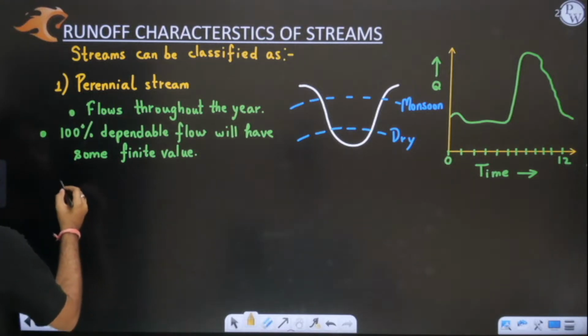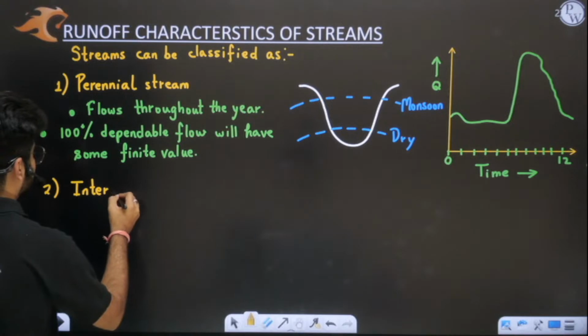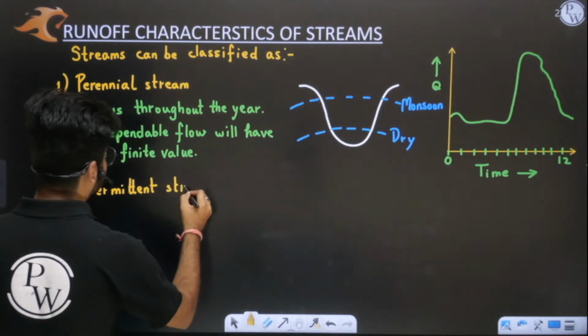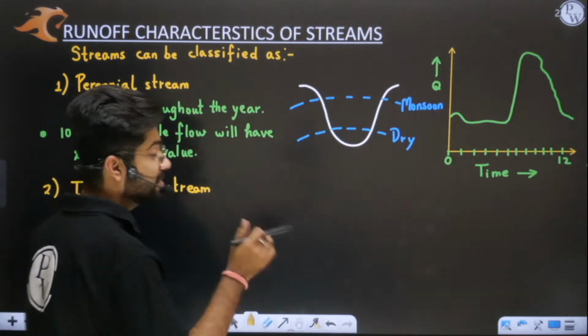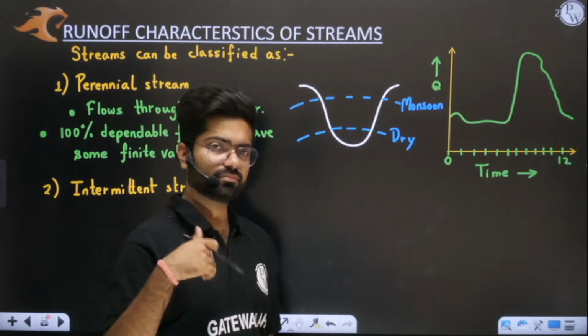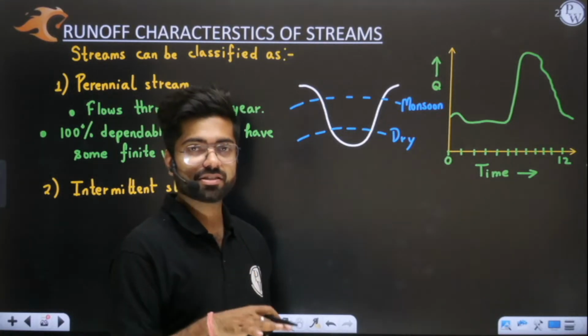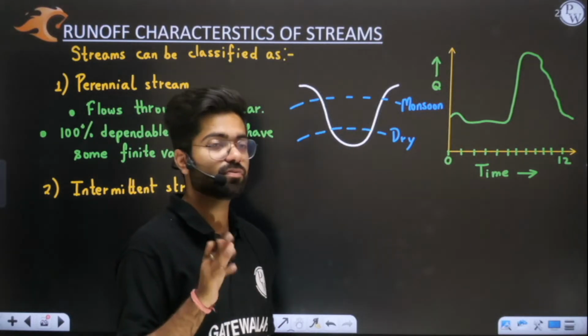Now we'll understand the second kind of stream, which is known as intermittent stream. Okay, sir, what is an intermittent stream? Listen very carefully. An intermittent stream is one which remains dry, you can say empty, with no water in the dry season. But when the monsoon season comes, you will see water there.